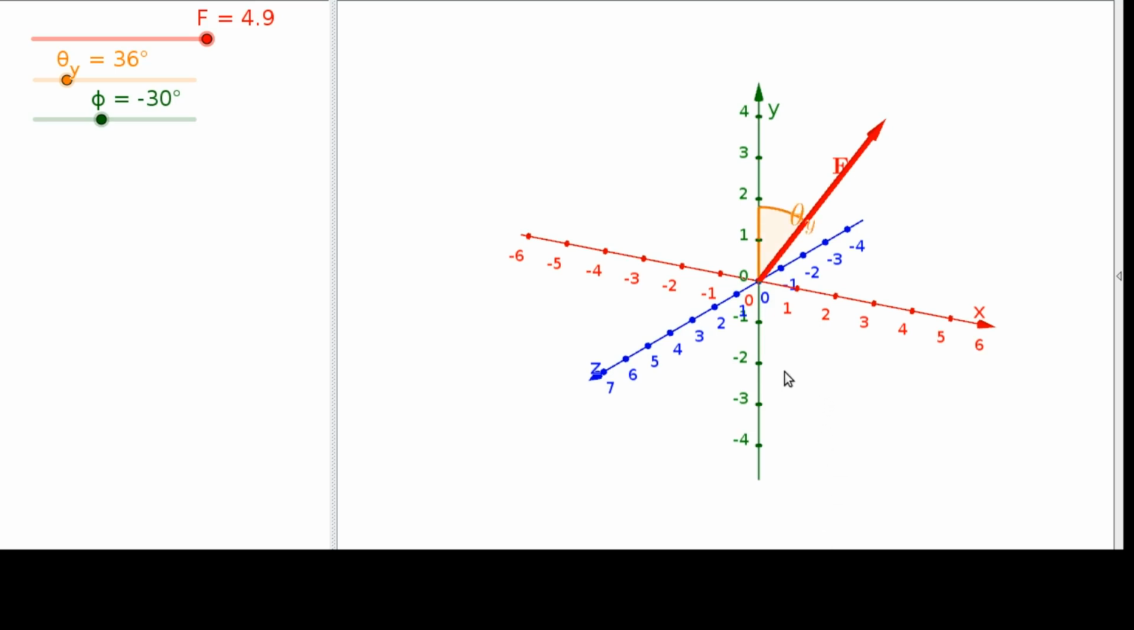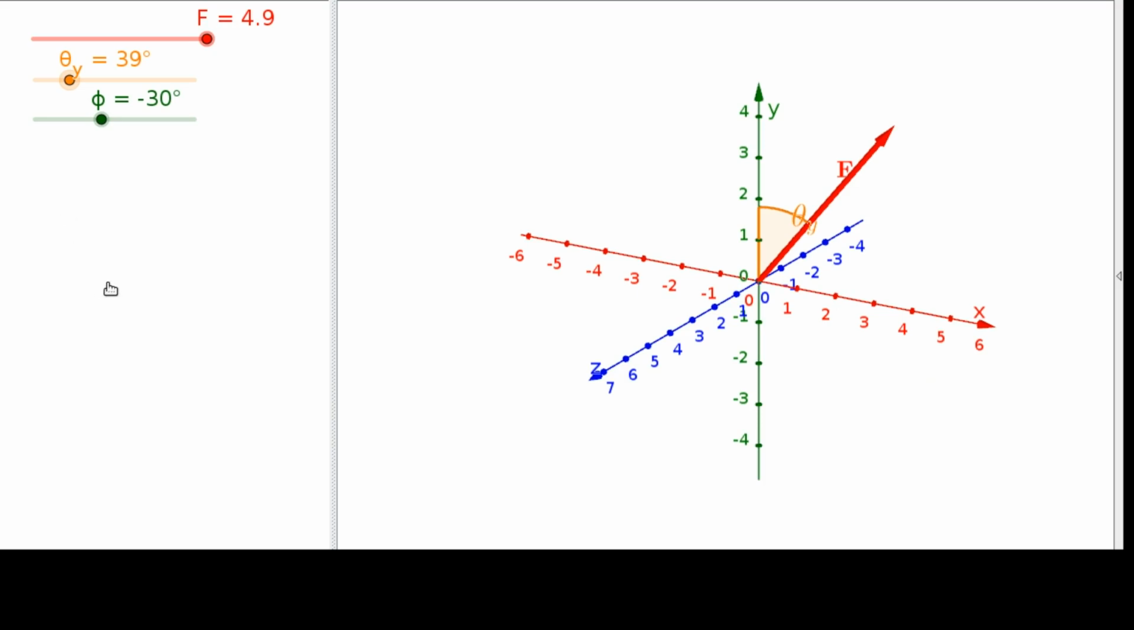This is the angle theta y, and it goes from 0, having the vector point right up the y-axis, to 180 degrees, where the vector would point directly down the y-axis, or in the negative y direction. So that's theta y.